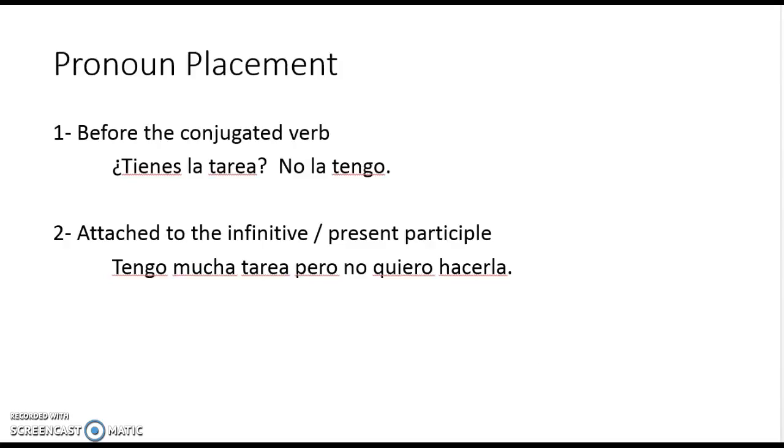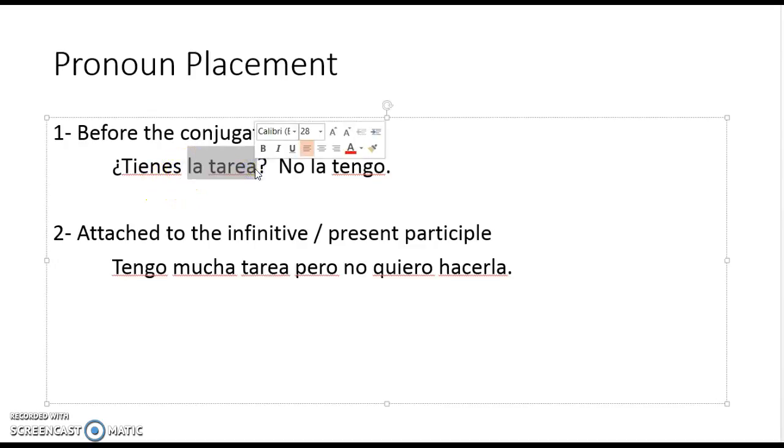The next thing we have to worry about is where we can place a pronoun in a sentence. So the first rule will work all the time because every sentence has to have a conjugated verb. So in this sentence, tienes la tarea, you're asking, do you have the homework? So la tarea is going to be the direct object. And when we replace it, we're going to use la. And that pronoun can go before the conjugated verb.